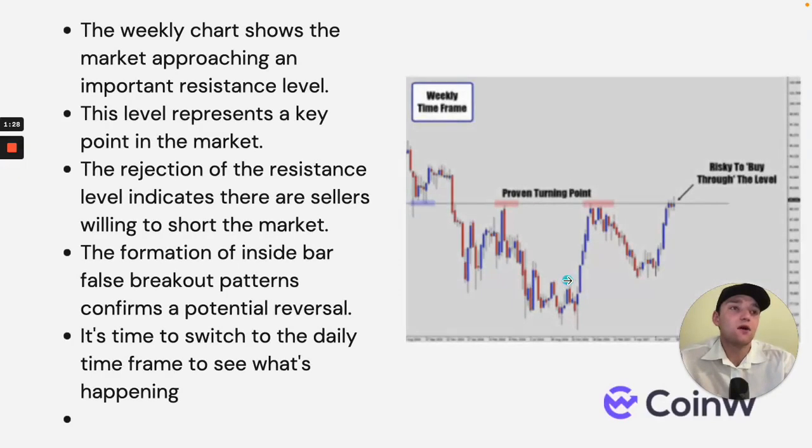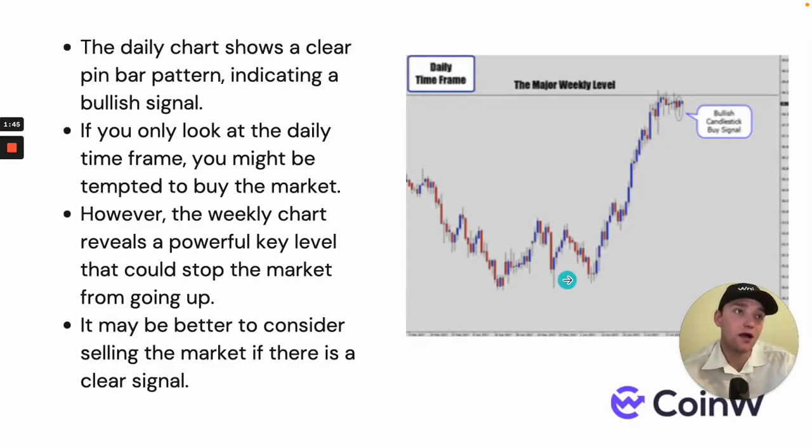So let's look at the daily chart. We know that on the weekly we are at a current turning point, so there could be a potential reversal, and that's in our head. We are at the current resistance zone, where it was support over the past year. So now you take the daily chart, and what you have here on the daily is a bullish candlestick called a pin bar, which is typically bullish. And if you look at the daily time frame, you might be tempted to buy the market, right?